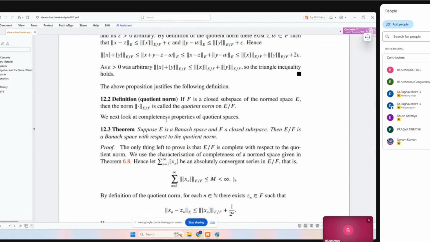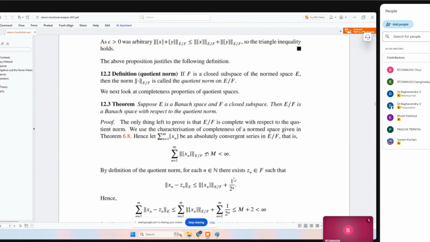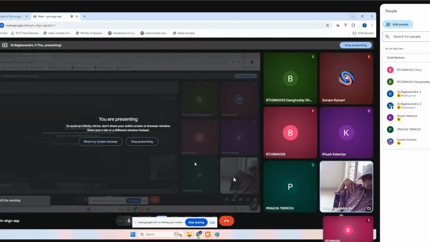And this norm is also called the quotient norm. Okay. So now we have a few theorems here, which perhaps I will do next time.